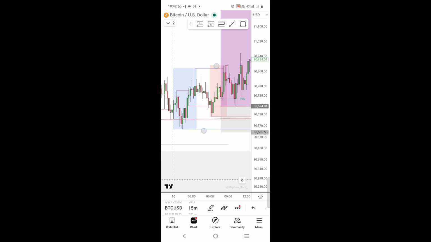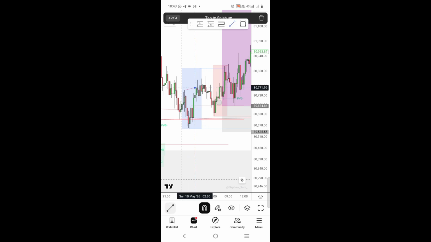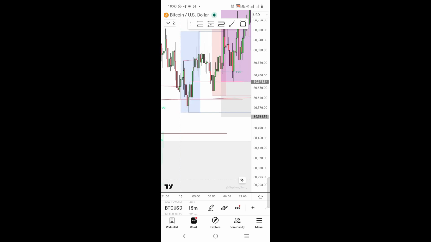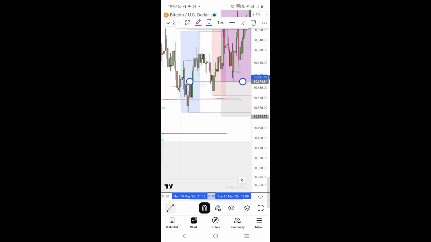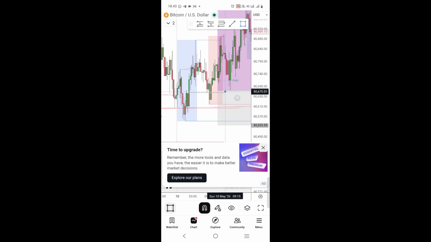So you see, in the 15 minutes, we observe this break of structure. I will draw that so that you see. I'm showing you how I was able to take this trade. We have a break of structure in the 15 minutes, and there was a fair value gap which was engulfed here. That's why you see my line was placed there. There was a little fair value gap here in the 15 minutes, and an order block is sitting right there.